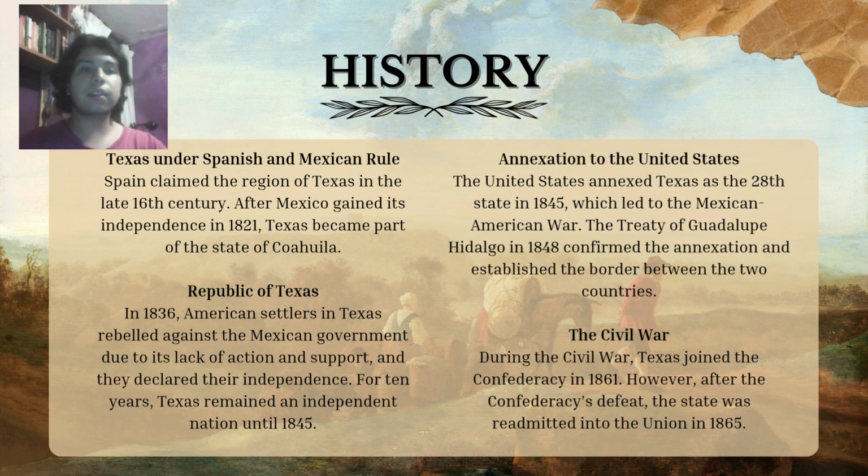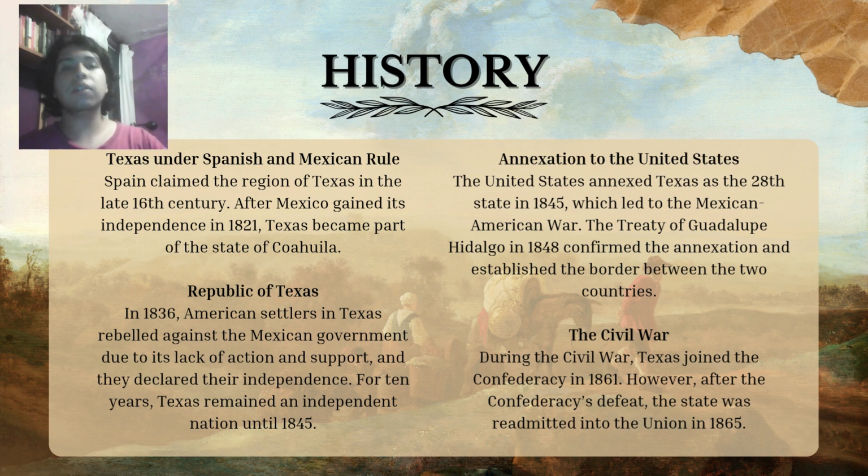It all begins in the late 16th century, when Spain claimed the region of Texas as part of its empire. Over the following centuries, the Spanish established missions with two main goals: to evangelize the native people and to control the territory against foreign threats. After several centuries under Spanish rule, Mexico gained its independence in 1821, and Texas became a part of the new country, specifically within the Mexican state of Coahuila and Texas.